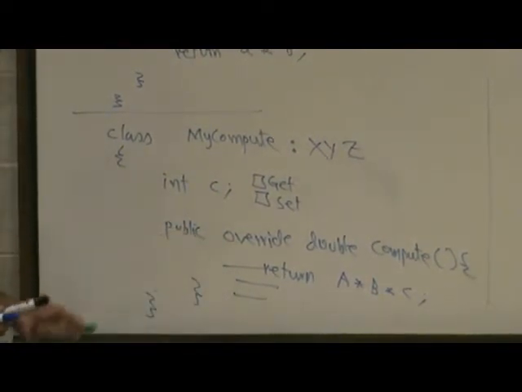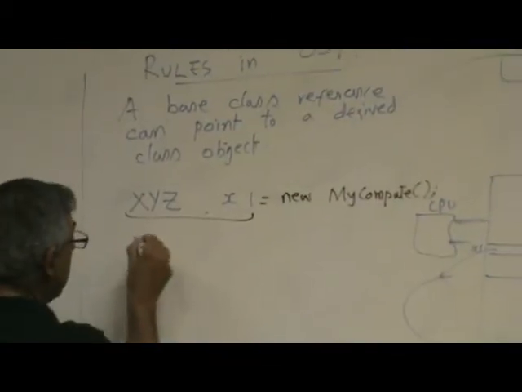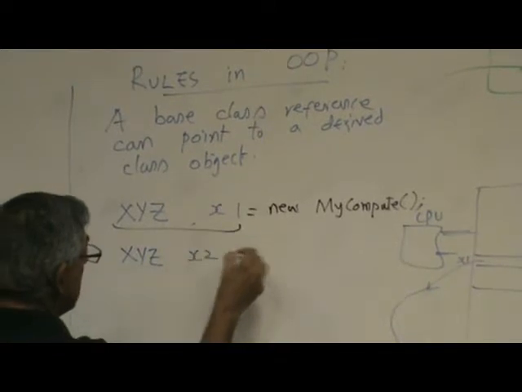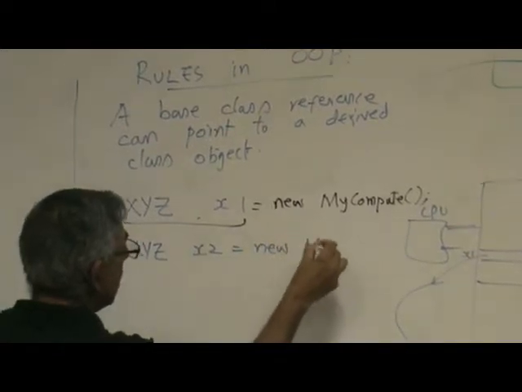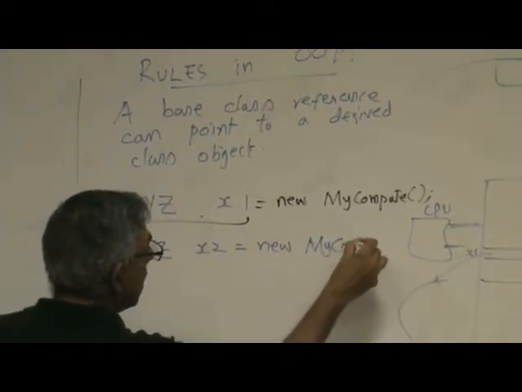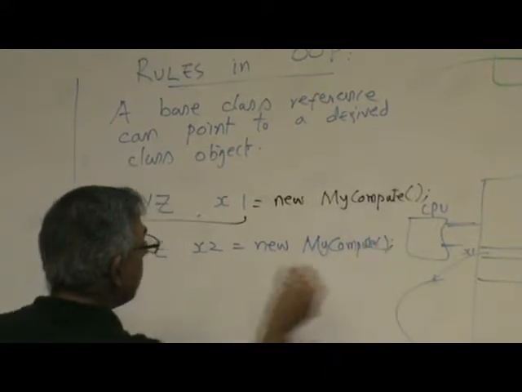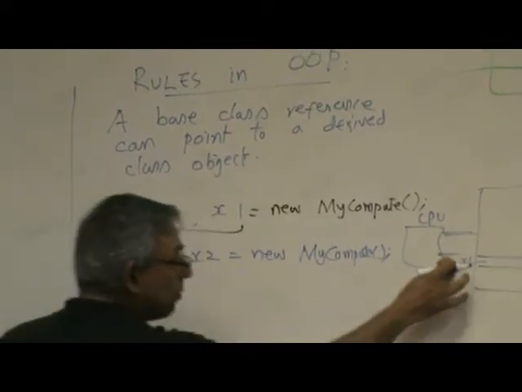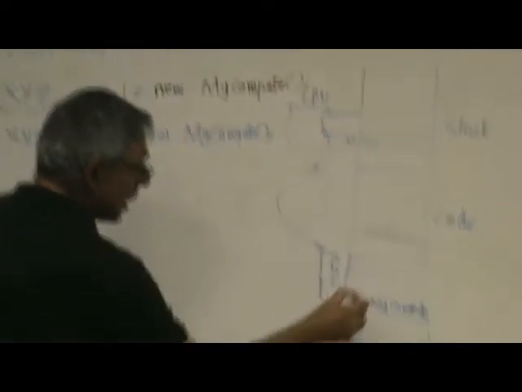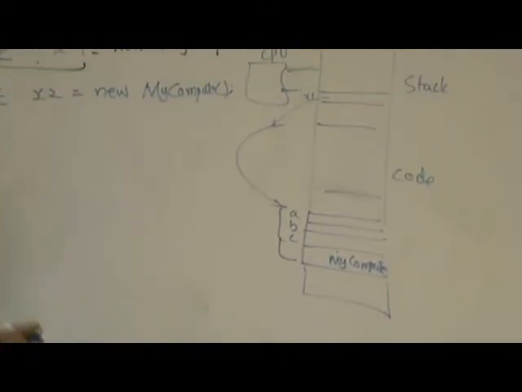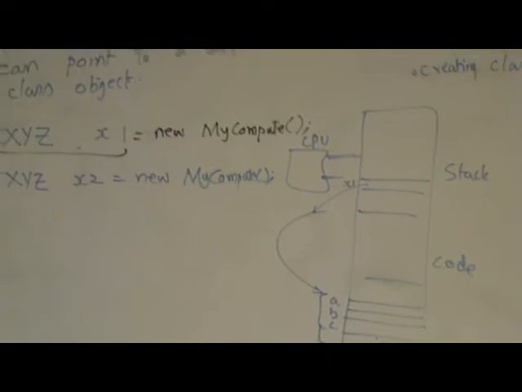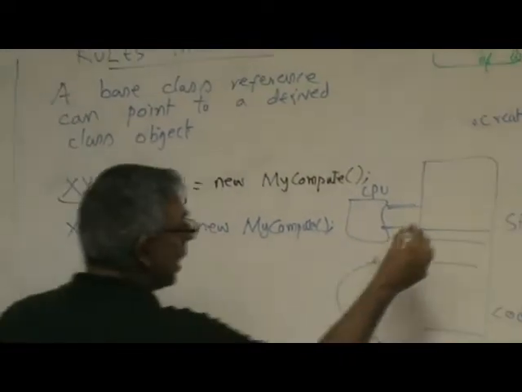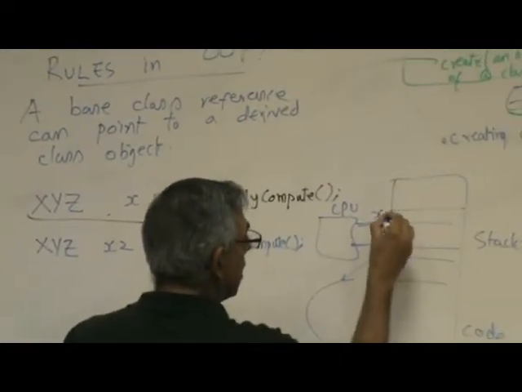So no matter if I create x1 or if I create x2, suppose I create 2 of these, right? x1 looks like this, and suppose I was also storing the code for myCompute over here with each and every object, okay? What will x2 look like?